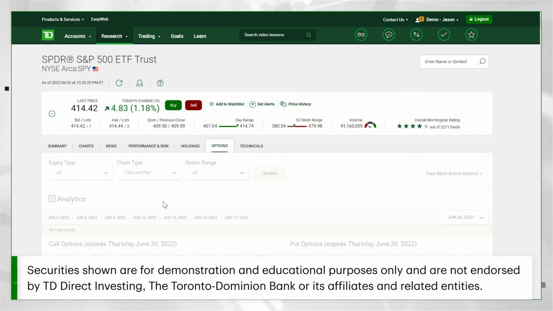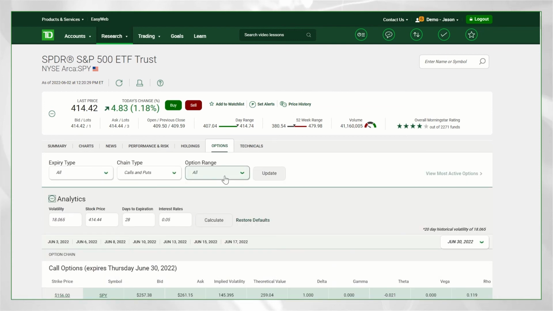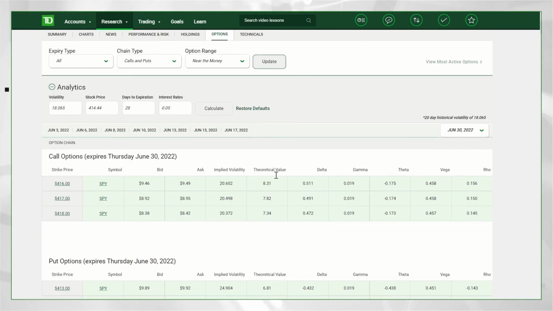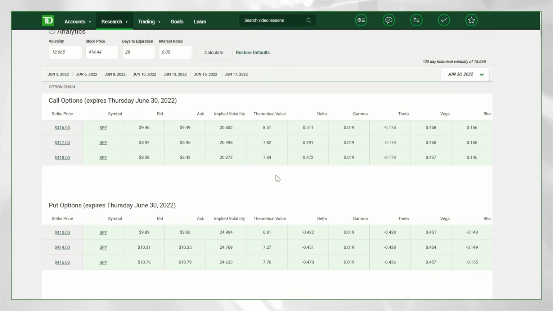Now, because for this example I've chosen an ETF that has a very large number of strike prices, to make it more manageable, I'm going to have WebBroker filter to display only those strike prices listed as near the money. Once updated, we can scroll down and we will see that the call options are now listed above, with the put options listed below, and the strike prices are now on the left-hand side of our screen. For this particular example, we're going to be focusing on the $416 strike price.